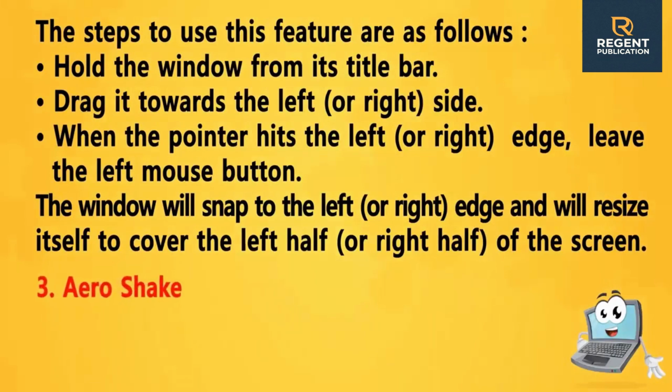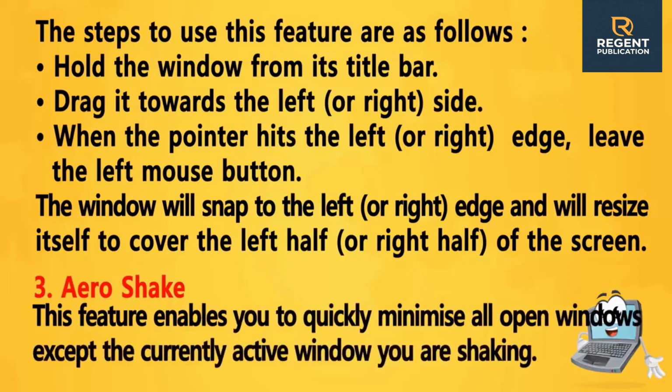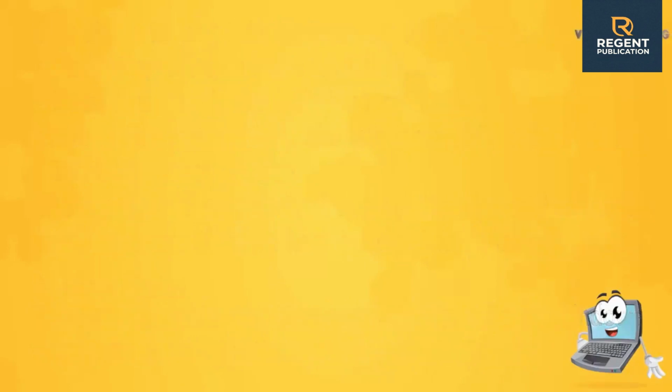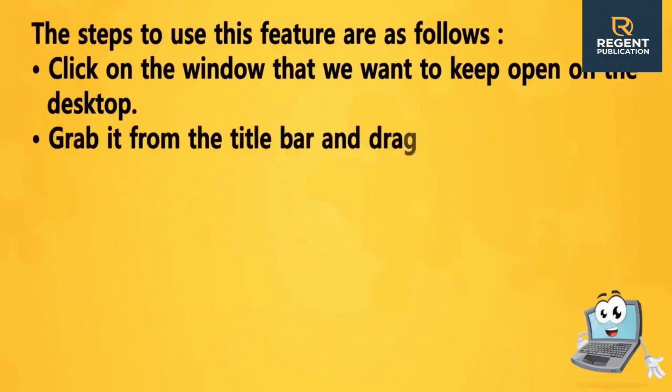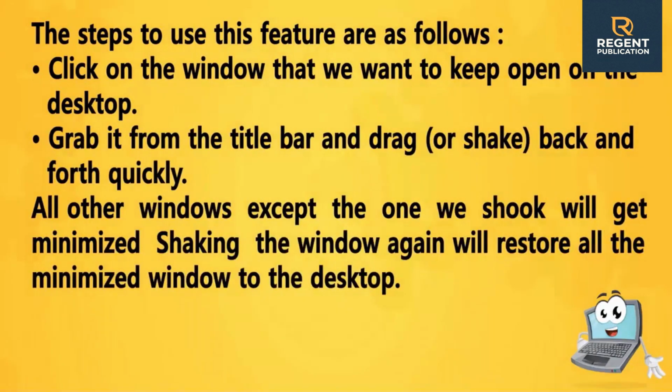Aero Shake. This feature enables you to quickly minimize all open windows except the currently active window you are shaking. The steps to use this feature are as follows. Click on the window that we want to keep open on the desktop. Grab it from the title bar and drag or shake it back and forth quickly. All other windows except the one we shook will get minimized. Shaking the window again will restore all the minimized windows to the desktop.